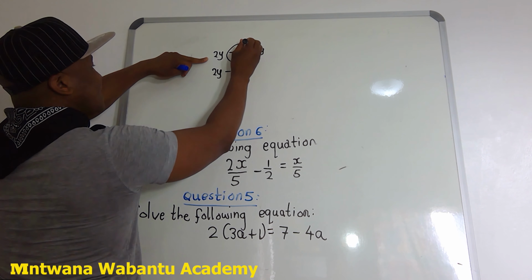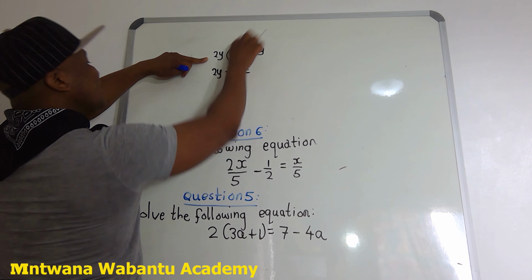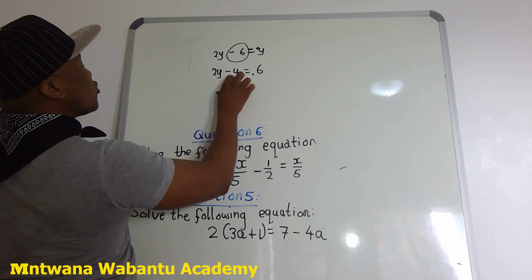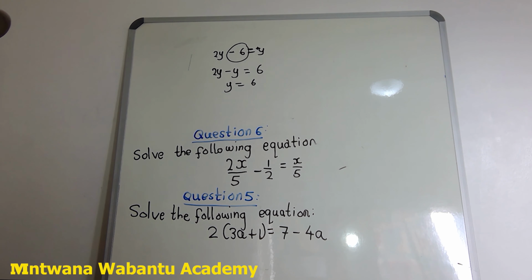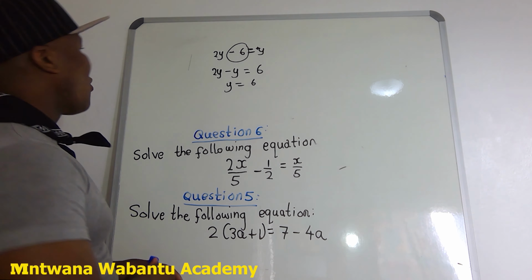Now, this is negative 6. So it goes over. So negative 6 when it goes over, it's going to become positive 6. 2y minus y equal to 6. You see what I'm saying? So we're going to do the same thing here. Okay? And why we cycle like this?